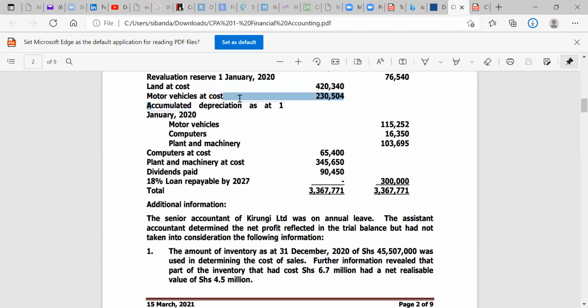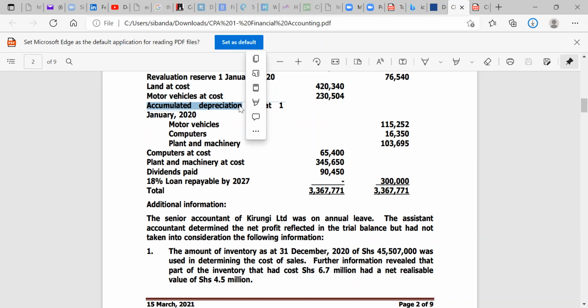Now, accumulated depreciation, sometimes they may call it allowance for depreciation. Maybe you can note that so that you can remember. Allowance for depreciation. So if the examiner, instead of calling it accumulated depreciation, calls it allowance for depreciation, they would still be meaning the same thing. Okay. So that is very important.